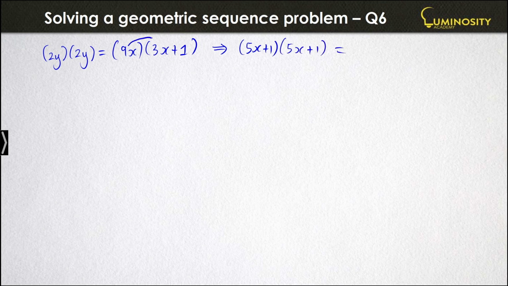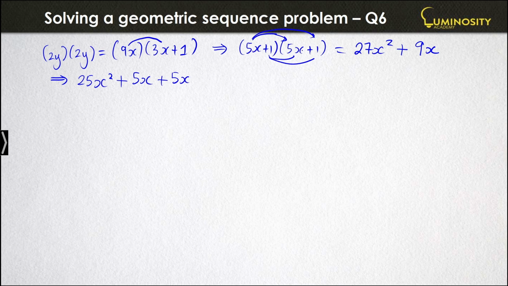On the right-hand side, I'm going to expand this out. 9x times 3x: 9 times 3 is 27, and x times x is x squared. Then 9x times positive 1 is just going to give you positive 9x. On the left-hand side, I'm going to expand out the brackets using FOIL, the distributive law of algebra. 5x times 5x is 25x squared. 5x times positive 1, positive 5x. Positive 1 times 5x, positive 5x. And positive 1 times positive 1 is positive 1. That's equal to 27x squared plus 9x.